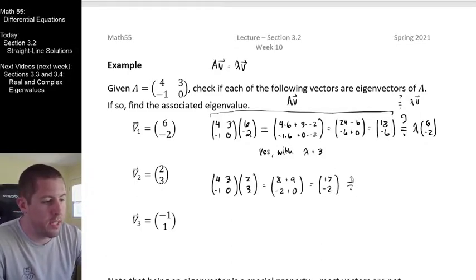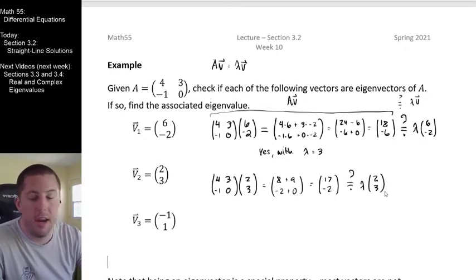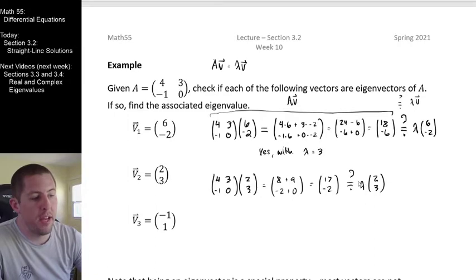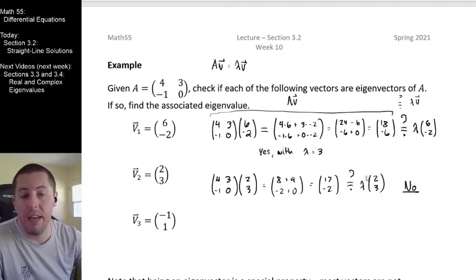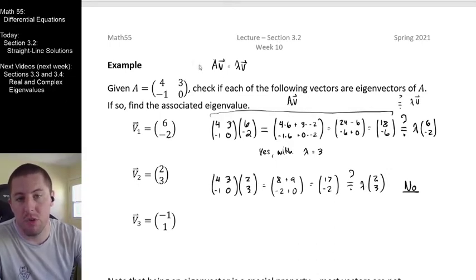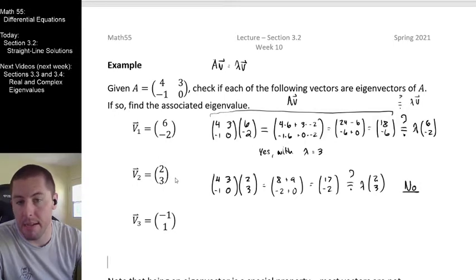And the question is, is this equal to some constant multiple of 2, 3? And it looks like the answer is no. I know the answer is no because lambda would have to be 17 halves to make the top work out, but 17 halves doesn't make the bottom work out. So we're going to say here, no. There's no value of lambda that would make this a true statement given that A and that V. Therefore, this V cannot possibly be an eigenvector of this matrix.